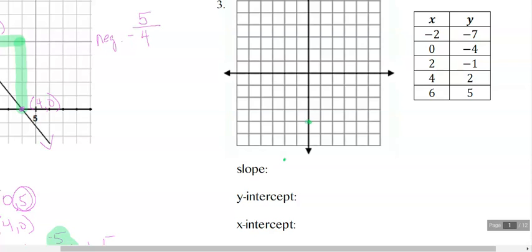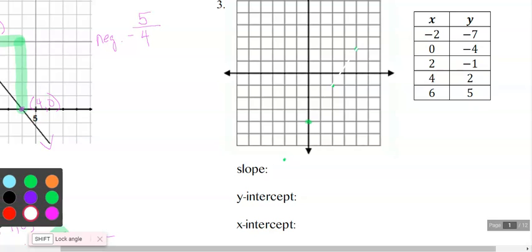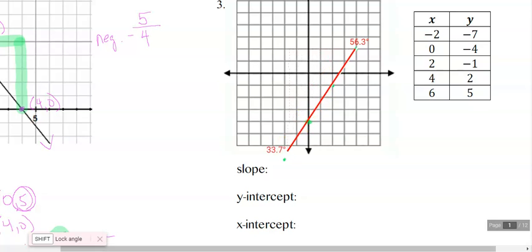Is right there. 2, -1 is here. We'll do one more. 4, 2. 1, 2, 3, 4, 1, 2, right there. And I'm going to get my line tool. Oh, I've got a white line. Let's see. Let's do red. So about like that.